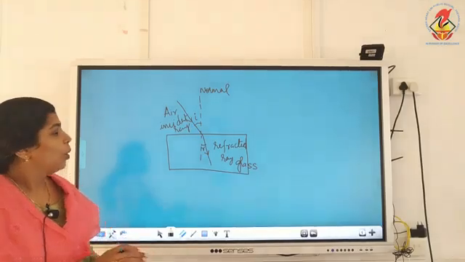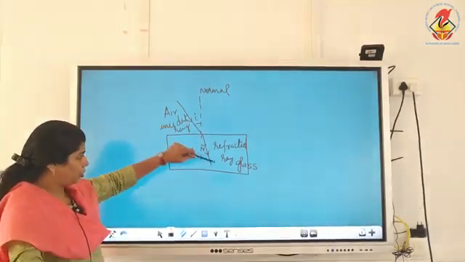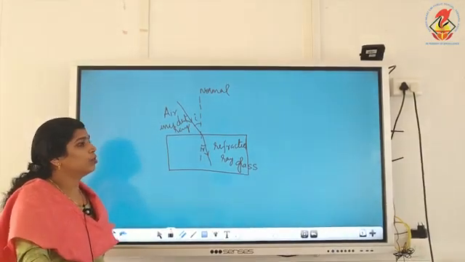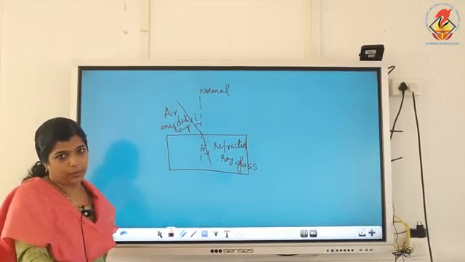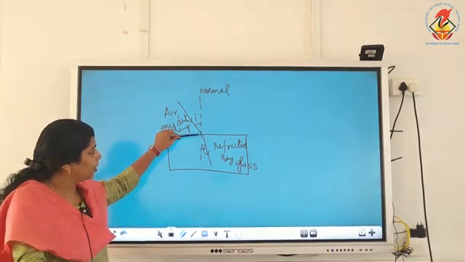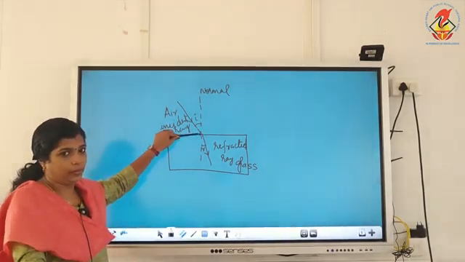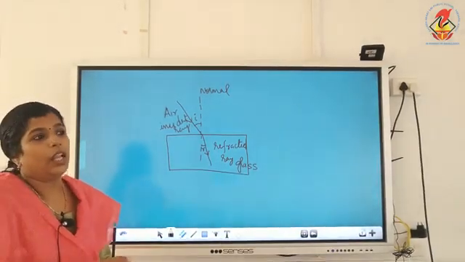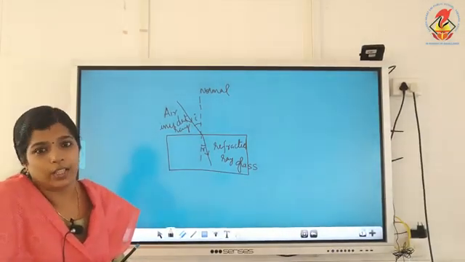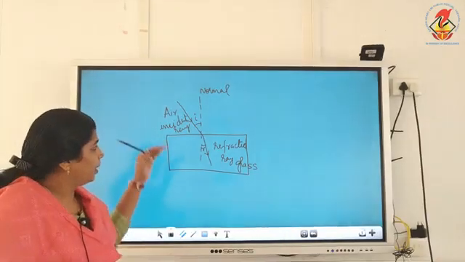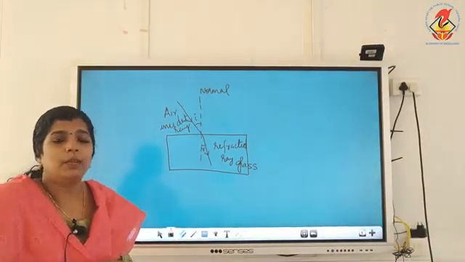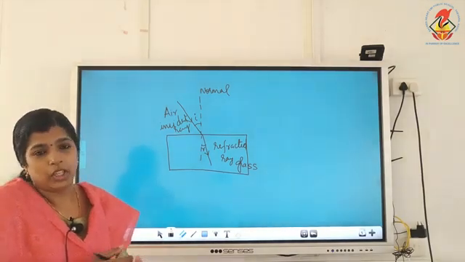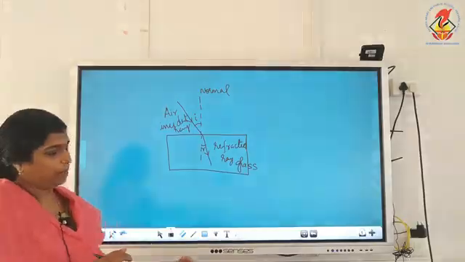When light enters from one medium to another, there will be a bending at the surface of the two separating media. That is known as refraction of light, and the reason for the refraction of light is that when light enters from one medium to another, there will be a change in the speed of light.